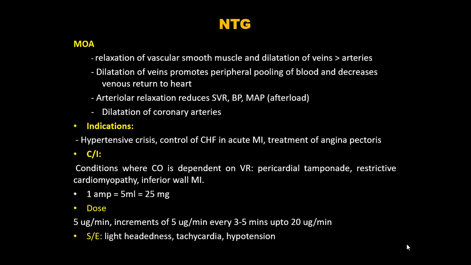Nitroglycerin, mechanism of action is through relaxation of vascular smooth muscle and dilatation of veins. Dilatation of veins promotes peripheral pooling and decreased venous return to the heart. Arterial relaxation reduces systemic vascular resistance as well as afterload. It simultaneously dilates the coronary arteries and improves the perfusion. Indication is hypertensive crisis, control of congestive heart failure in acute myocardial infarction and treatment of angina.